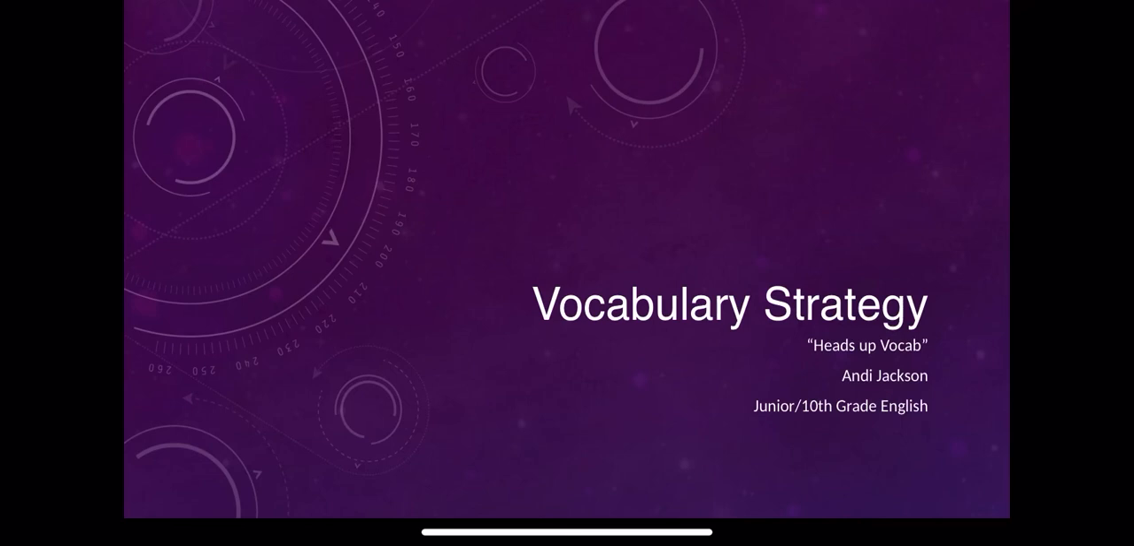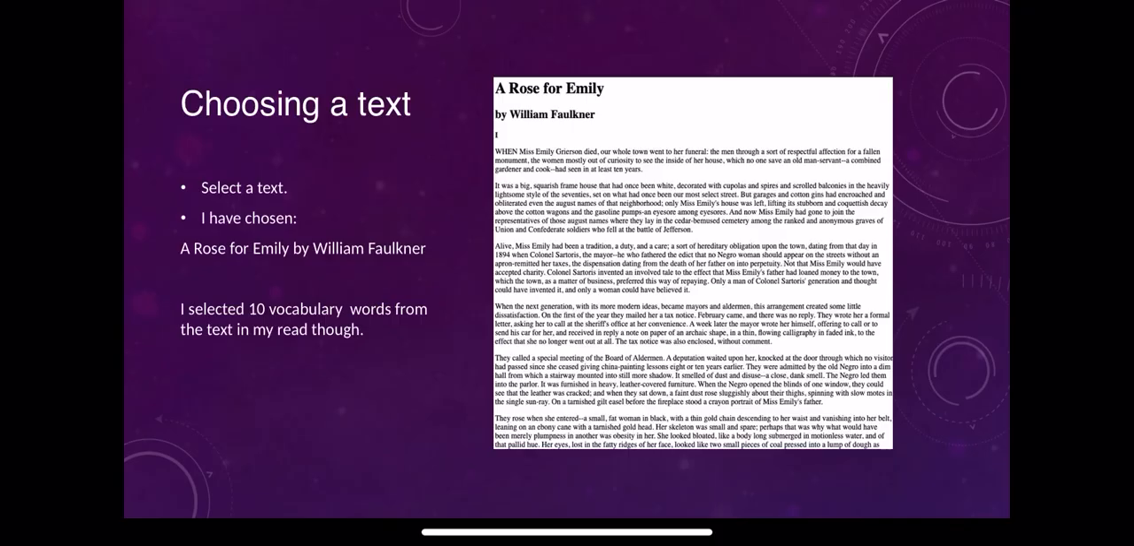Hi, this is Andy Jackson with a vocabulary strategy for 10th grade English language arts. The strategy I chose was Heads Up Vocabulary to go with the text A Rose for Emily by William Faulkner.